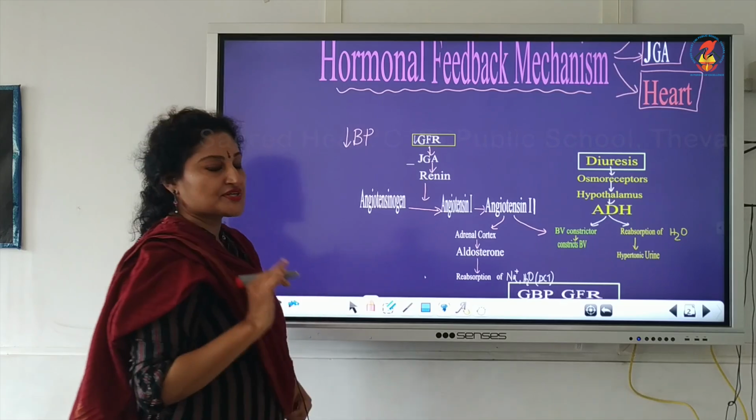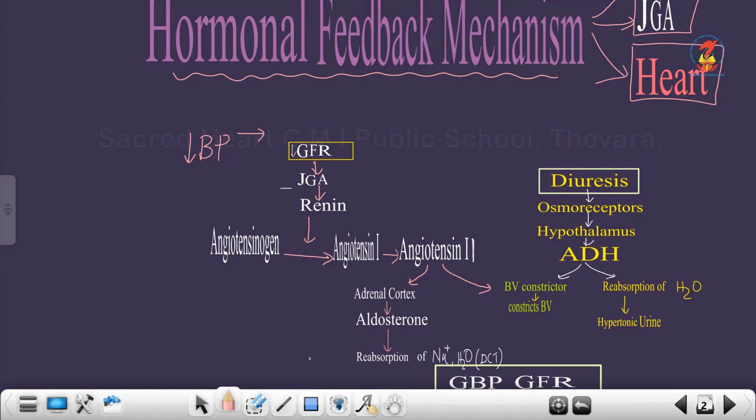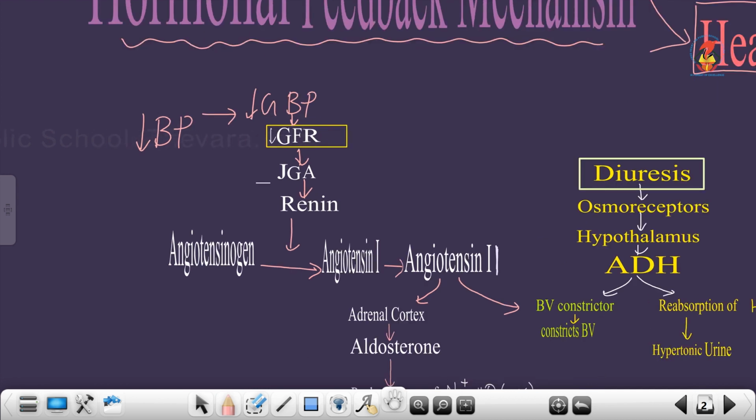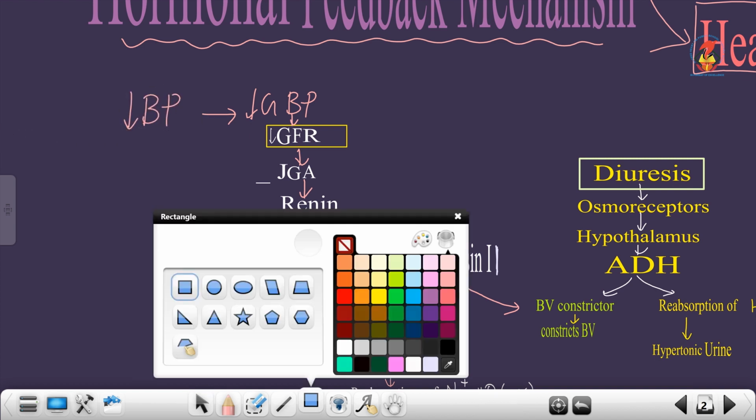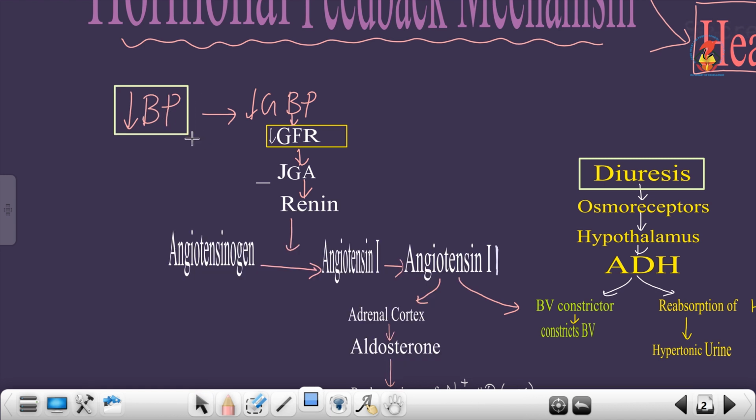If the blood pressure is very low, definitely it affects the glomerular blood pressure. And what happens as a result? The glomerular filtration rate also becomes very low. So, the initiator is low BP. So, I have initiated with this condition. When the blood pressure flowing through our blood vessels is low, it affects the glomerular blood pressure. What happens to the glomerular blood pressure? It also becomes low, and as a result what happens to the glomerular filtration rate?